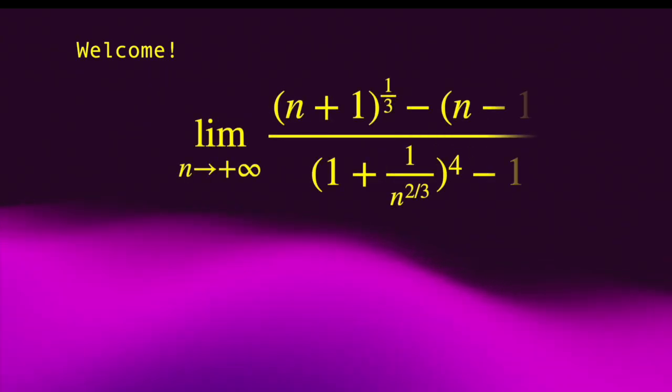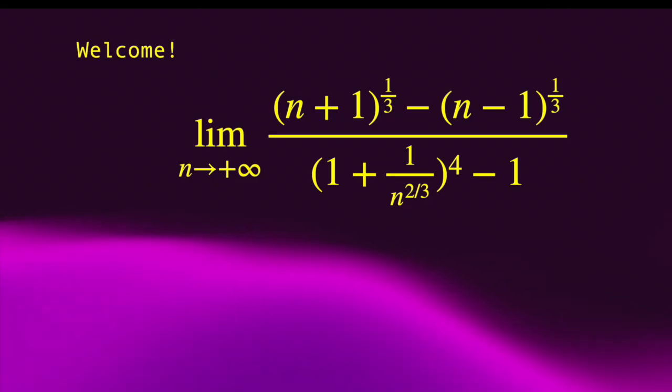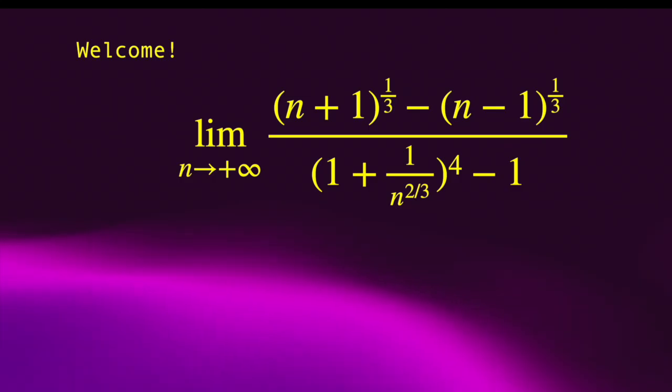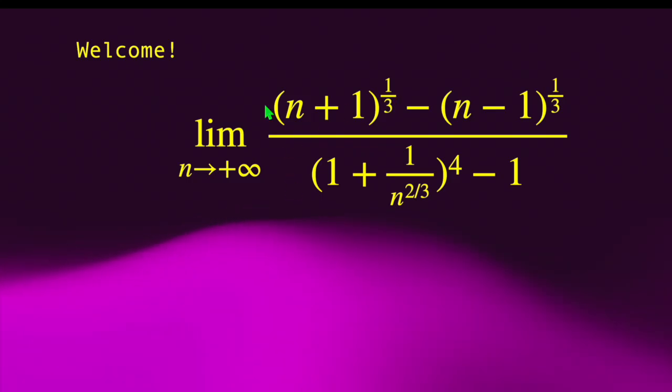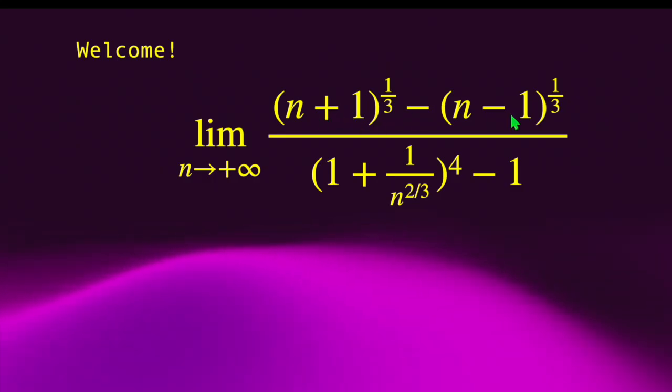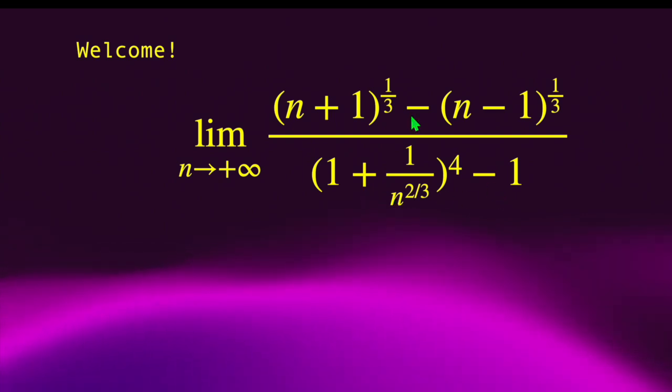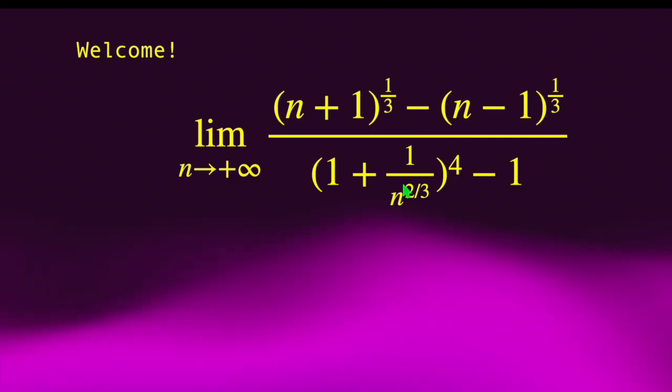Welcome. The purpose of this video is to give you my method for solving this challenging limit. This limit is indeed challenging because here we have infinity minus infinity, and here we have 1 minus 1. So we have an indeterminate form 0 over 0.